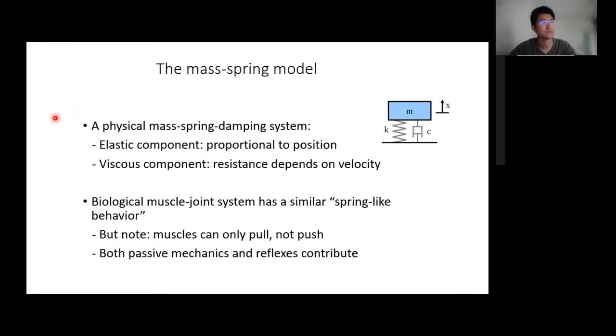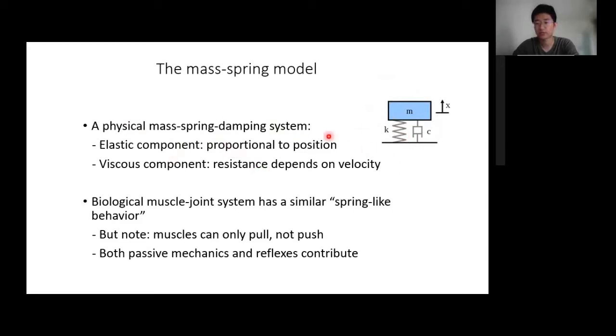So this is important. Let's start with a physical mass spring damping system. This is a typical basic structure which is usually taught in classical mechanics. I believe in the last lecture we also learned about this mass spring damping system. It has a mass, an elastic component, which is a spring, and a viscous component, a damper.